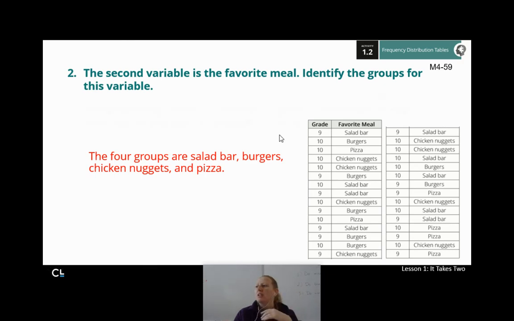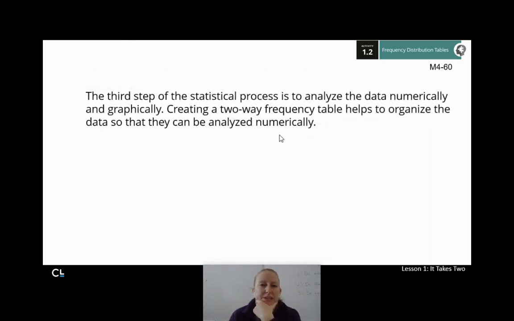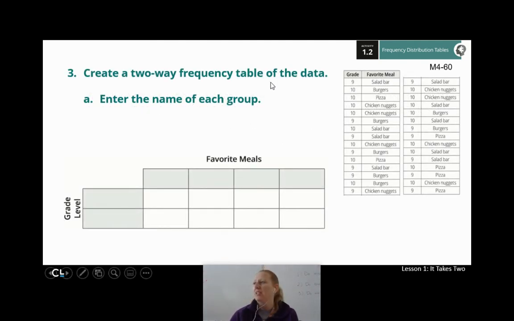So the third step is to analyze the data numerically and graphically. What we're going to do is create a two-way frequency table to help us organize our data so that we can analyze it numerically. On page 4-60, you're going to create a two-way frequency table, and they have this lovely table here for you. First thing I want you to do is just fill in the green bits on this table. Can you fill in what the grade levels are? Fill in what your favorite meals are. Hit pause, fill it in, hit play to keep going.